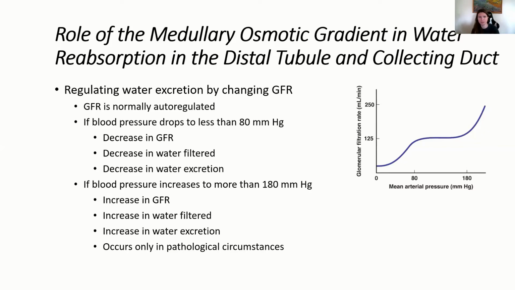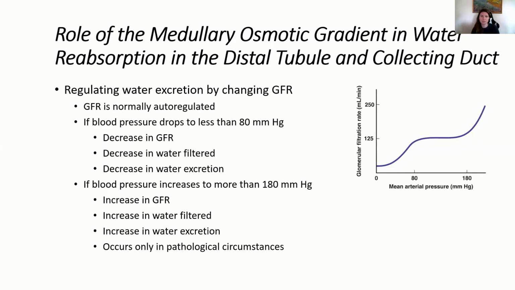So if we have really low blood pressure, so less than 80, then we're going to see a decrease in our glomerular filtration rate. And that decrease in glomerular filtration rate is really just how much plasma is coming out of the blood at the renal capsule, so at the beginning of the nephron. So if we have a low glomerular filtration rate, that means we don't have very much plasma being filtered into our nephron. And the plasma is mostly water, so that means we're filtering less water.